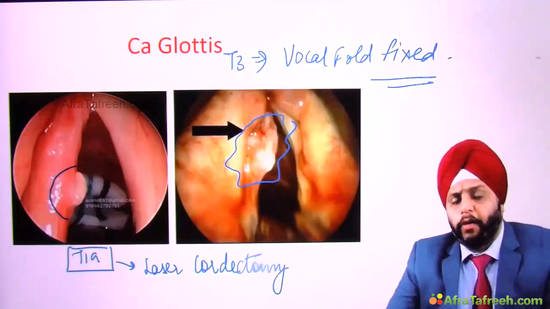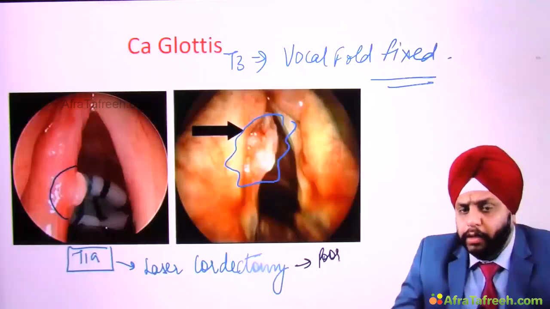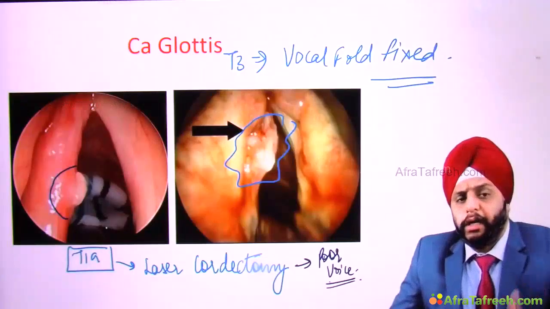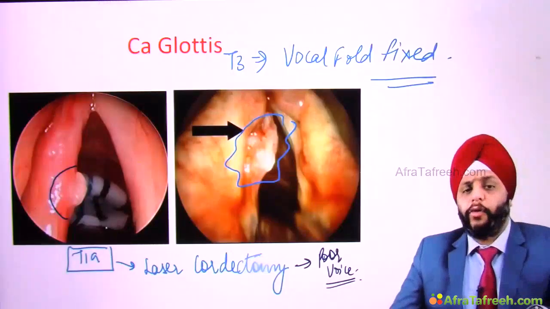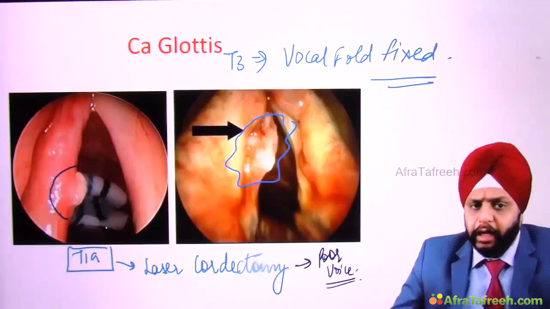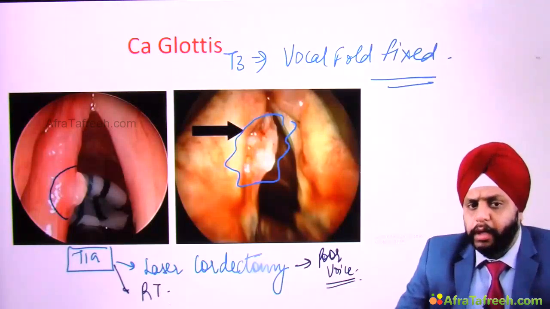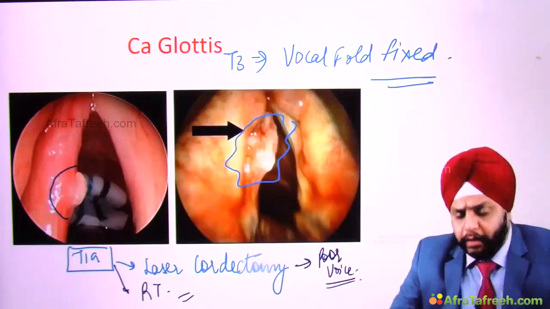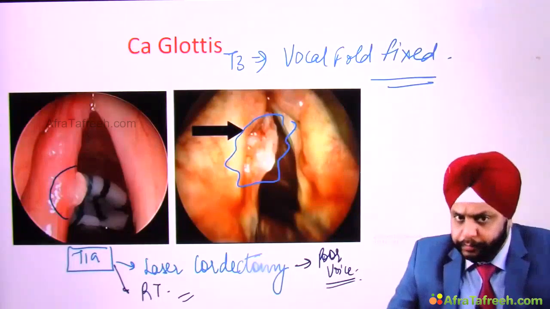What is the disadvantage of cordectomy? In cordectomy, generally the voice is poor because you are cutting the vocal fold. So voice is poor compared to the voice we get in radiotherapy. After the radiotherapy, the voice is better. Right? So it is the choice of the patient. Remember, when we have a T1A lesion, there are two treatment options. One is radiotherapy and one is laser cordectomy. So we give the choice to the patient, and whichever the patient chooses, we will do that treatment. Both treatments are all right.